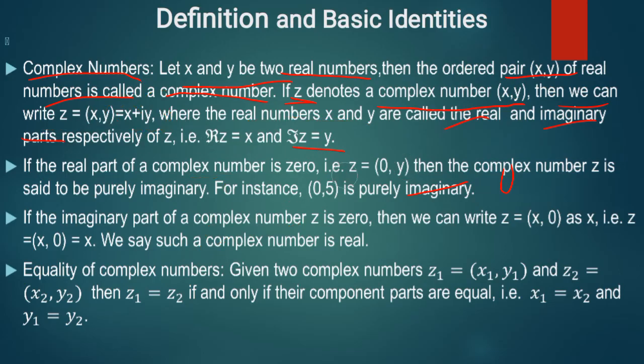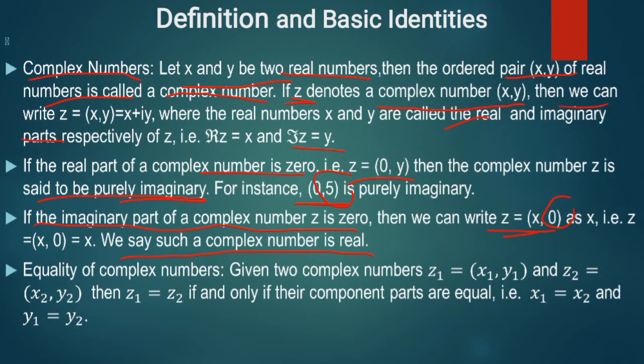The other thing you need to know is that if the real part of a complex number is 0, and it looks something like this, then the complex number is said to be purely imaginary. For instance, you have (0, 5). You can see that the y part of it is 5, so it's purely imaginary. And if the imaginary part of a complex number z is 0, then we write it this way. The y part is 0, and you see there's a value there, the real part. So we say the complex number is real.